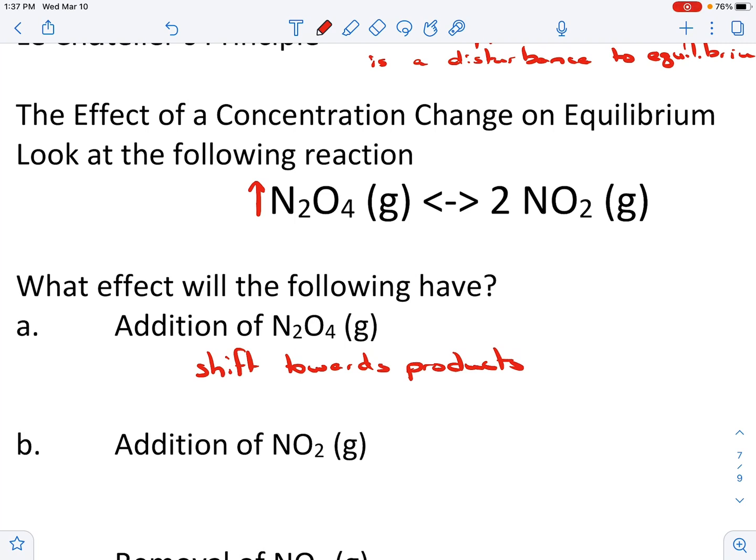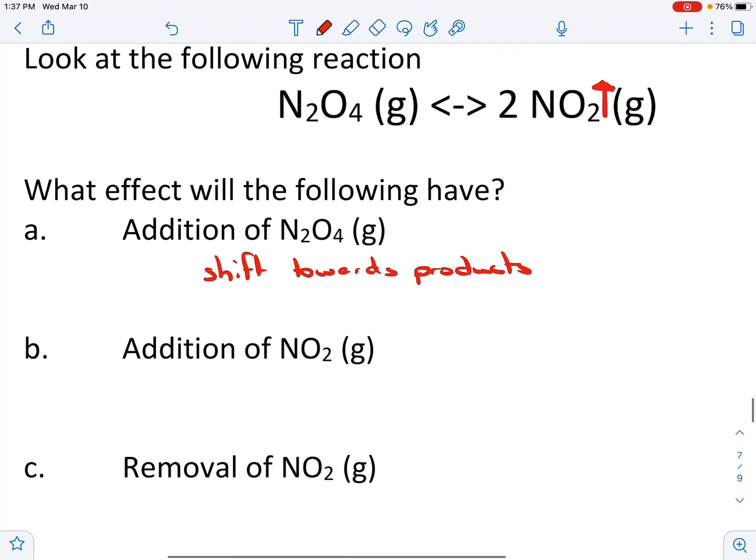So now what happens if I add NO2? This time I'm adding NO2. Well, if I add NO2, I'm having too many products, right? So it's going to shift towards the reactants. Scientists use this to make reactions do what they want and get more products, because there are some reactions that don't yield a lot of products unless you do some of this manipulation.